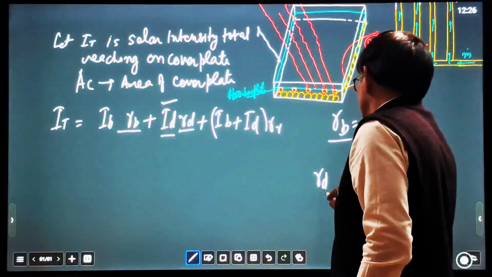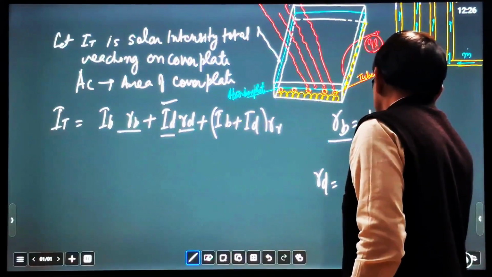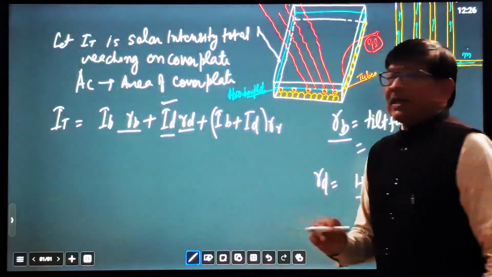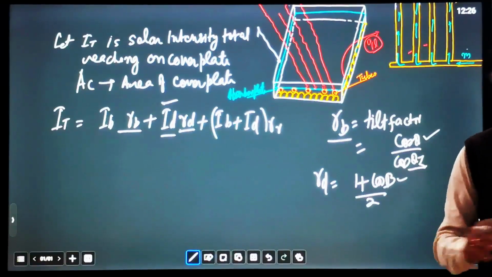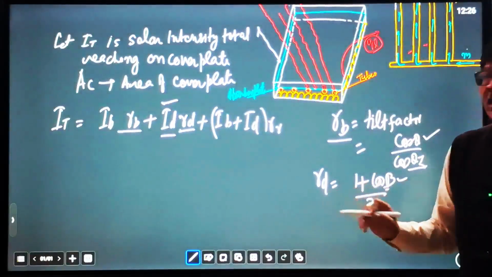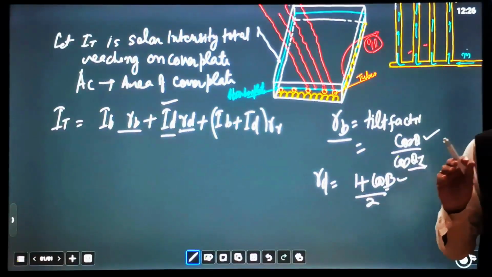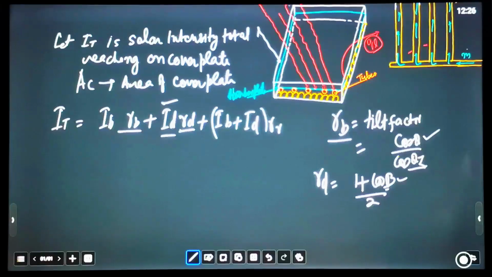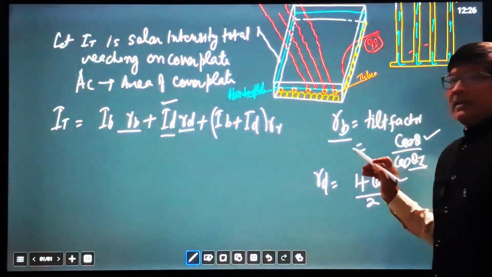Tilt factor for diffuse radiation equals (1 plus cos beta) by 2. Here beta is the angle of inclination of the collector surface from the horizontal. Beta is the tilt angle of the collector face from the horizontal surface. That is known as the beta inclination angle.